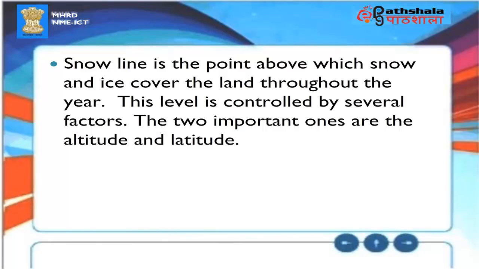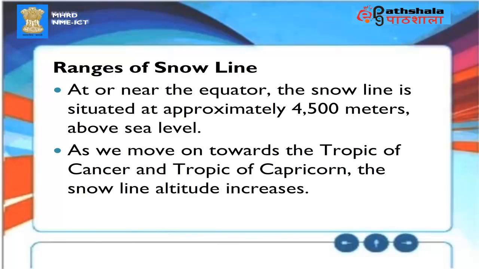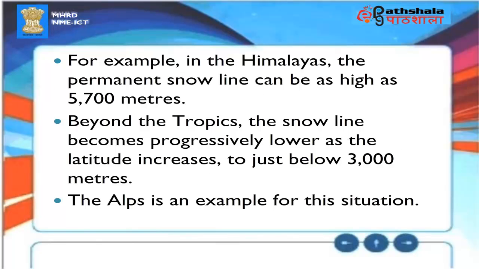Snowline is the point above which snow and ice cover the land throughout the year. This level is controlled by several factors. The two important ones are the altitude and latitude. For example, in the Himalayas, the permanent snowline can be as high as 5,700 meters. Beyond the tropics, the snowline becomes progressively lower as the latitude increases, to just below 3,000 meters. The Alps is an example of this situation.